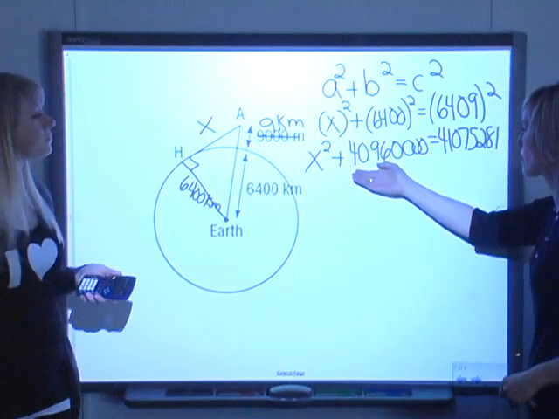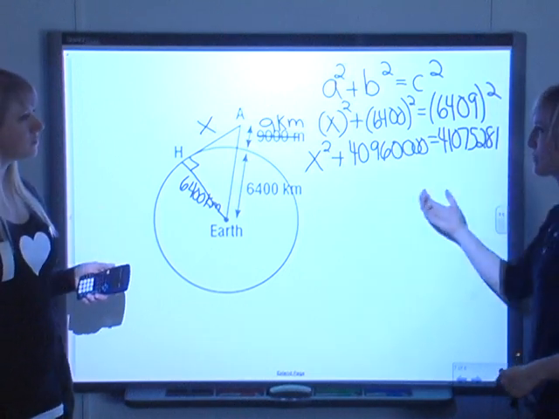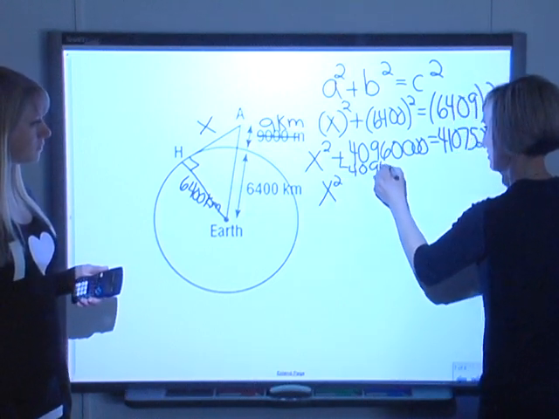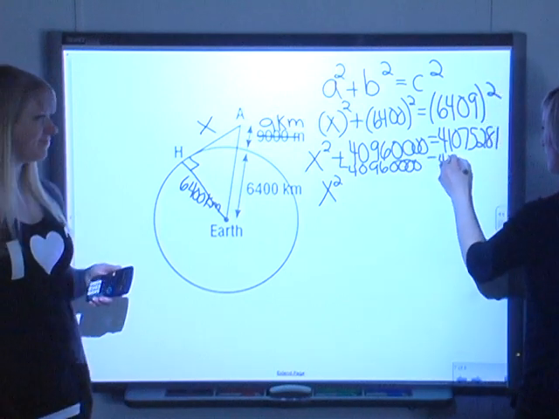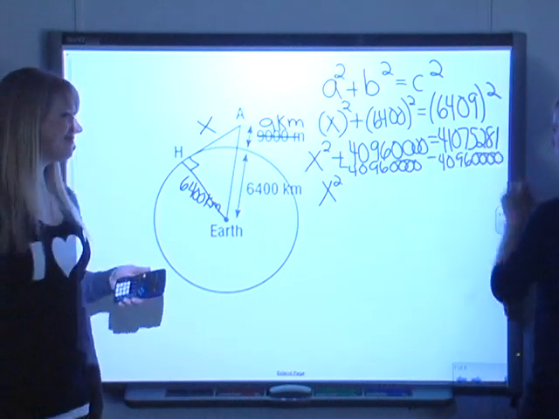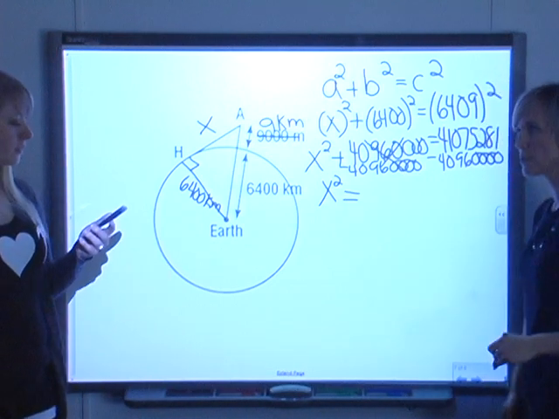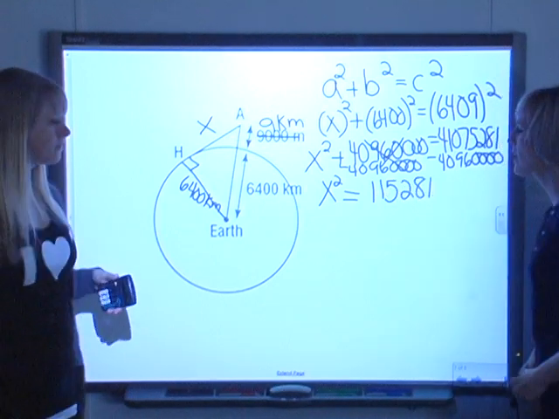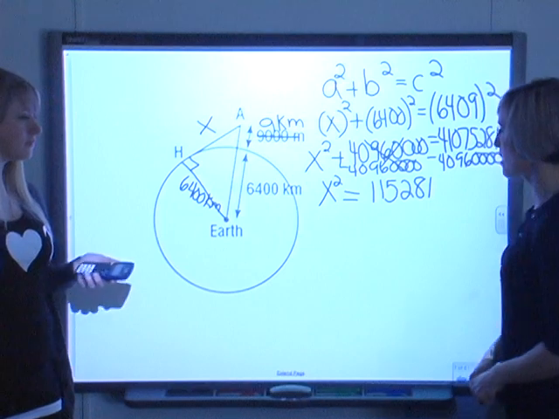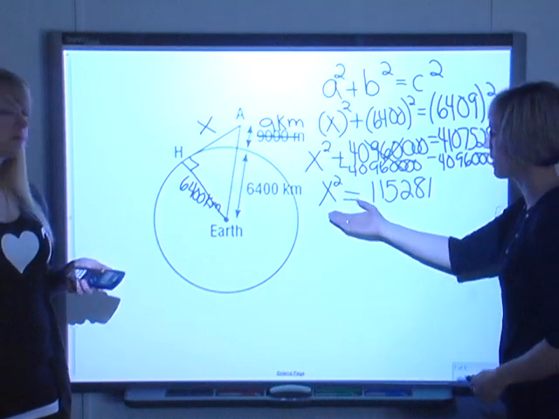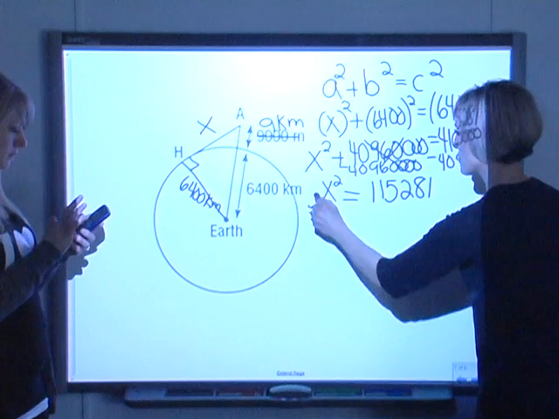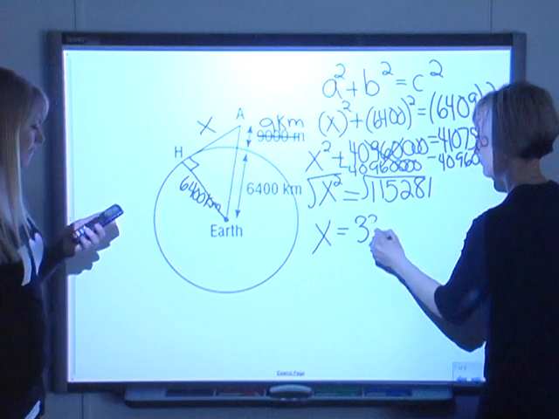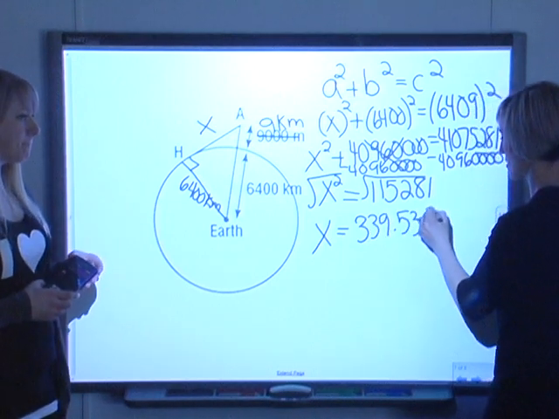So we need to subtract the 40,960,000 from both sides to isolate the variable x by itself. And when we do that, we're left with x squared is equal to 115,281. And the last step, like you said in the last example in any Pythagorean theorem, we don't want x squared. We have to do the opposite or inverse operation. We're going to square root both sides for an answer of x equals 339.53, and this is in kilometers, right?